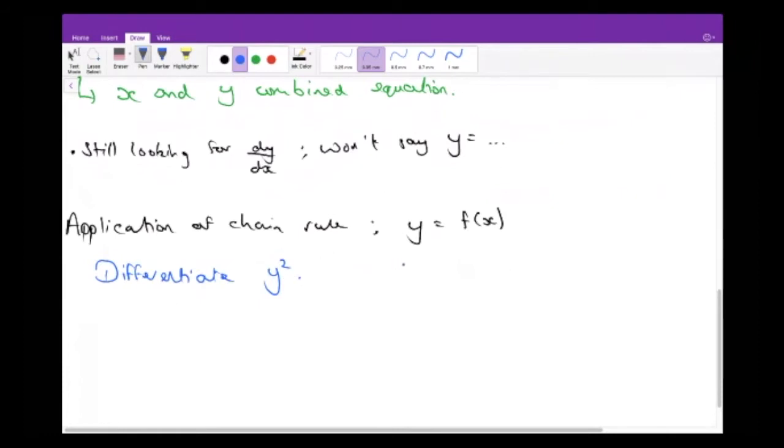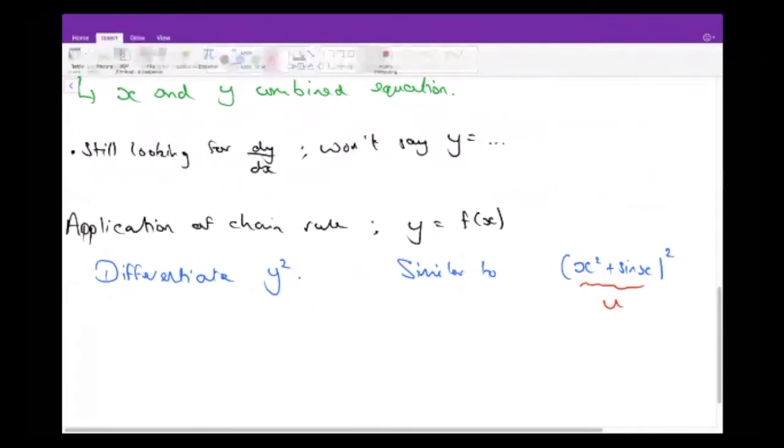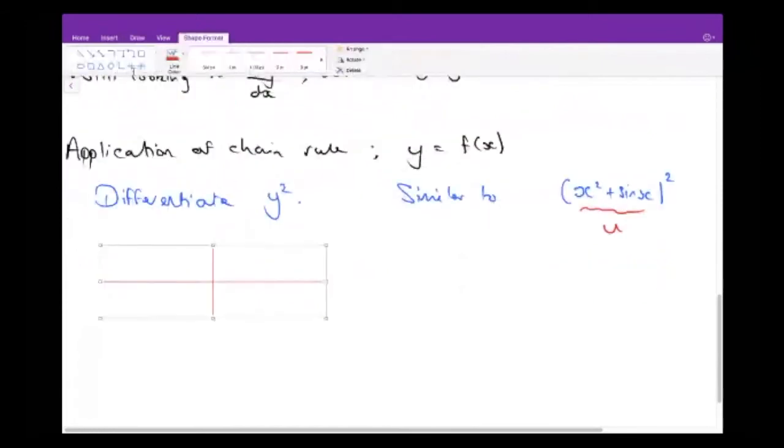So, for example, it's similar to differentiating sine of x squared. What we would do is call this u, we differentiate u, and we differentiate the outside function, and we multiply them together. So that's what we're going to do here. So this is exactly the same as the chain rule, just with slightly different symbols that we're going to be using.